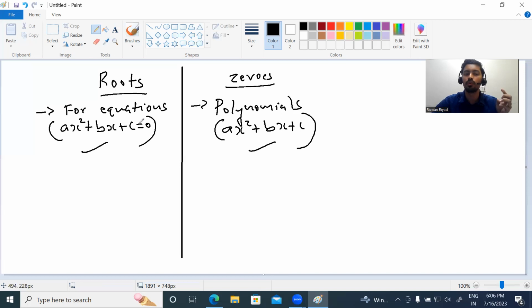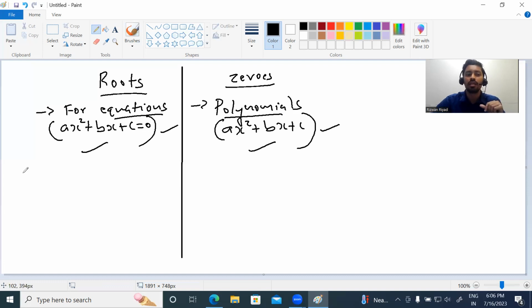In an equation you will find this equal to symbol. On the left side you will find something, known as LHS, left hand side, and on the right side you will find some other things, known as the right hand side, RHS. But in polynomials you cannot find such things: no equality symbol, no left hand side and right hand side, no LHS and RHS. So these are equations and these are polynomials. Roots are the term we use for equations only, and for polynomials we use zeros. Roots for equations and zeros for polynomials. That is a major difference.